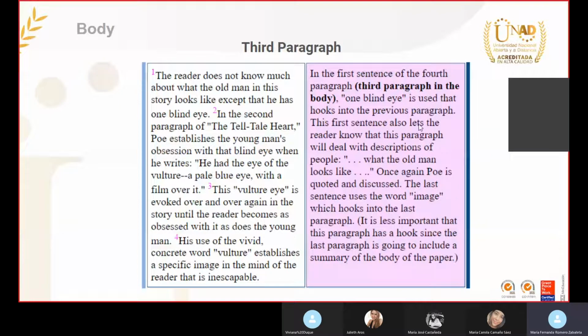So in this case, once again, Poe is quoted and discussed. He's again quoting. You know, it's difficult because we are going to have only 40 minutes to do the writing exam, or to write the essay, because you are going to discuss the essay after.